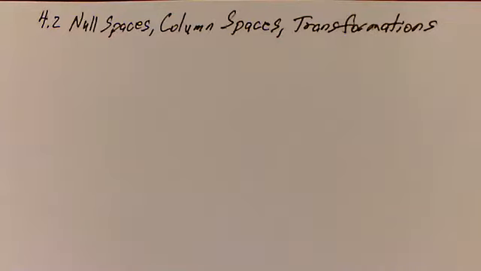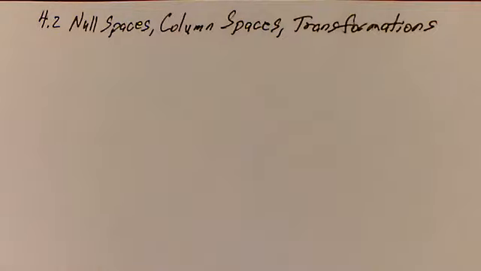Okay, in section 4.2, we're going to look at null spaces, column spaces, and transformations and how they relate to vector spaces. We've talked about all these things before, in chapters 1 and 2. We're going to now look at them through the lens of a vector space, okay? A lot of 4.2 is very repetitive of what we've done before. We're just looking at them through a slightly different lens, okay?